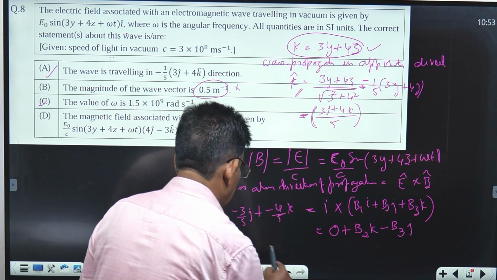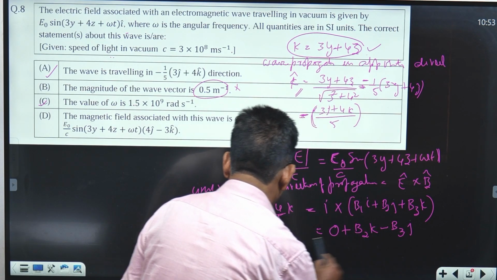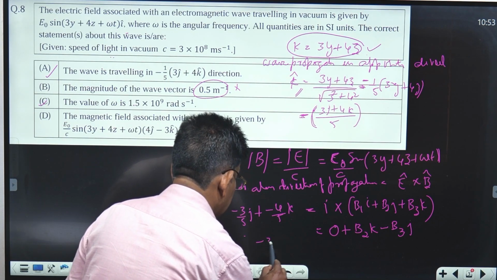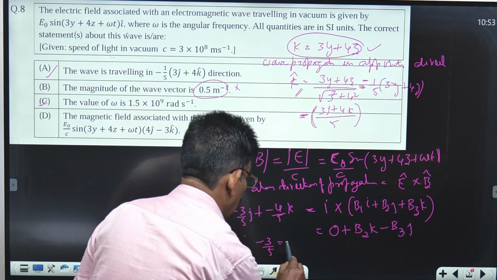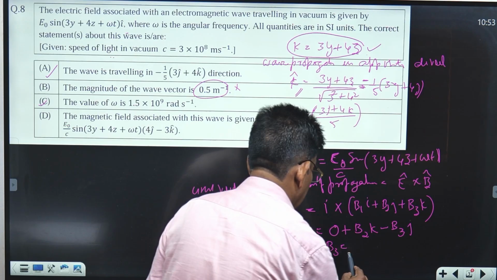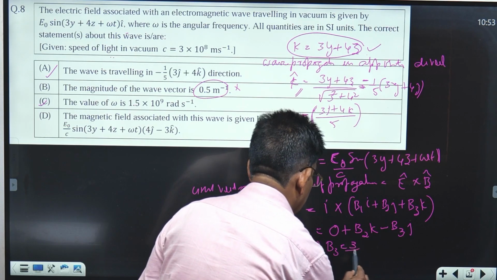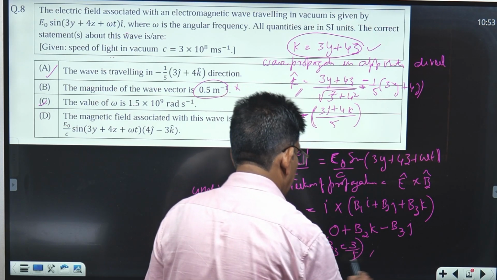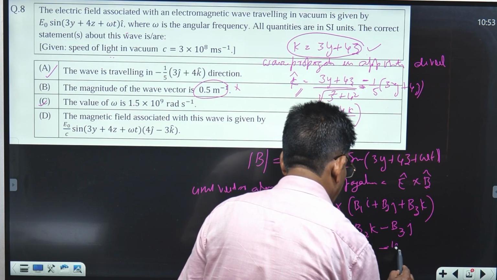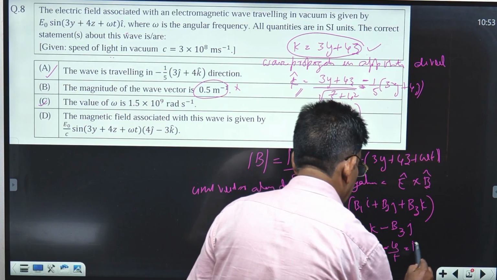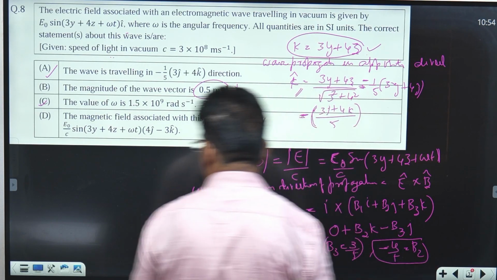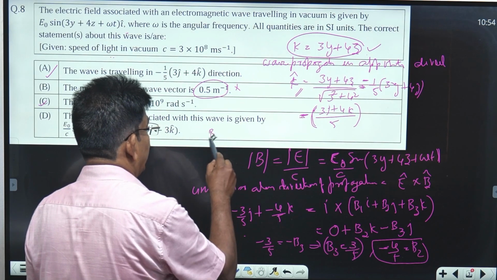Now from this we can get the j terms. What are the j terms? Equating j terms, we get minus 3 by 5 is equal to minus b3. This gives you b3 is equal to 3 by 5. Similarly, equating k terms: what is the k term? Minus 4 by 5 is equal to b2. So I got b2 as well as b3, and b1 is already 0.